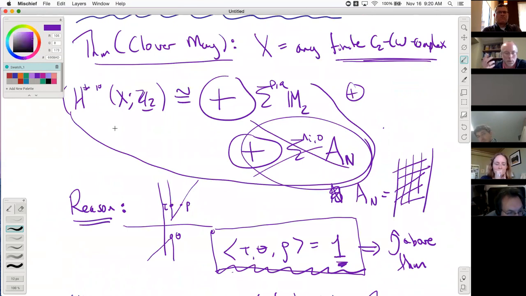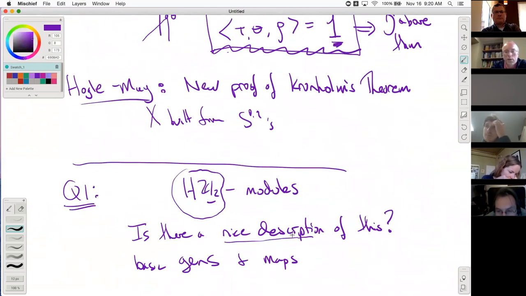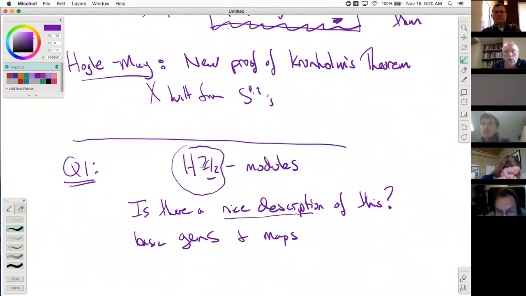This is the pi star version of such a theorem. And so you would expect that maybe this gives you some kind of nice description of this category.